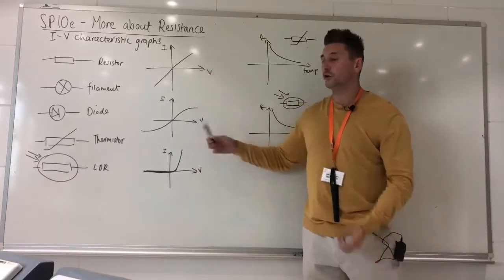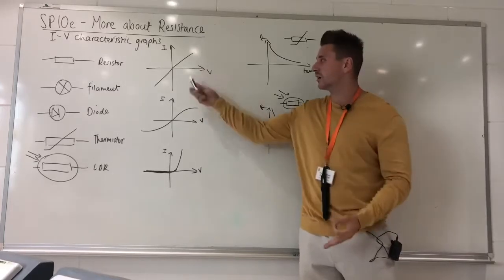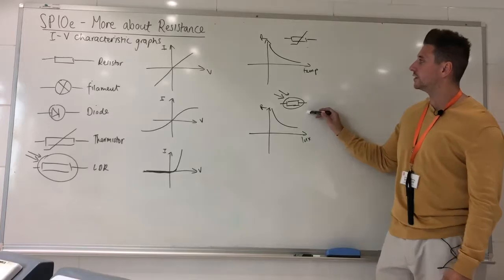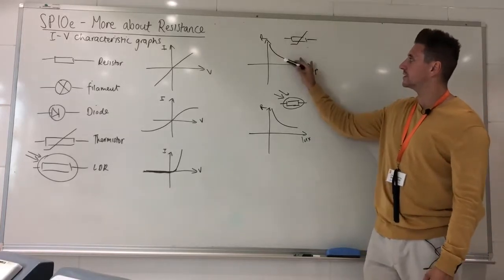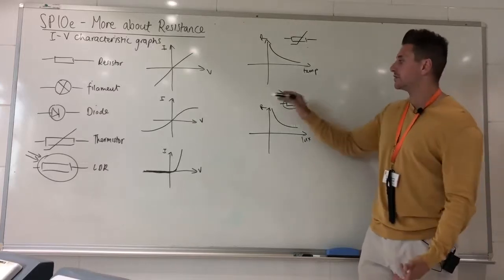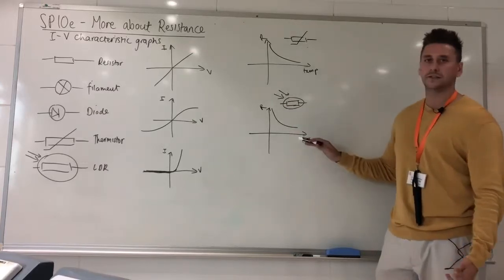They're your 1, 2, 3 IV characteristic graphs. You need to be able to draw them, identify them, and describe what's going on in each one. And then these two are your thermistor and your LDR. How does temperature affect resistance? It's negative. How does light intensity, measured in lux, affect resistance? It's also negative. Okay?